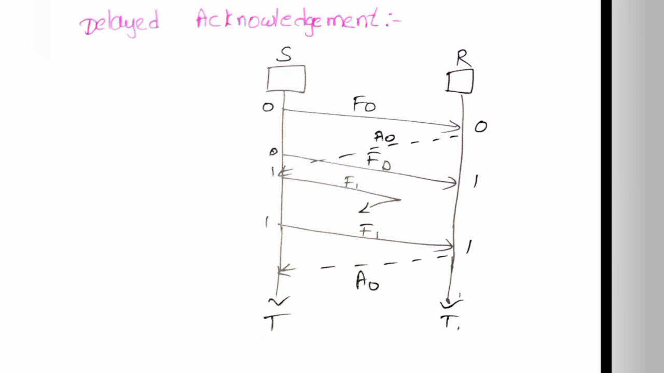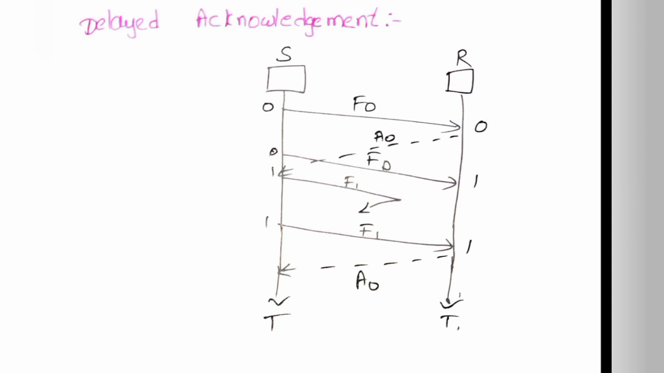It is sent very lately to the sender. So the sender will assume that it didn't get the acknowledgement, so it will assume that frame 0 is lost and it will again retransmit frame 0. While retransmitting frame 0, the acknowledgement 0 for the previous frame will be obtained at the sender side. So that's why it is called a delayed acknowledgement.